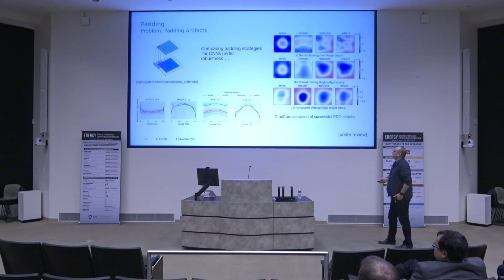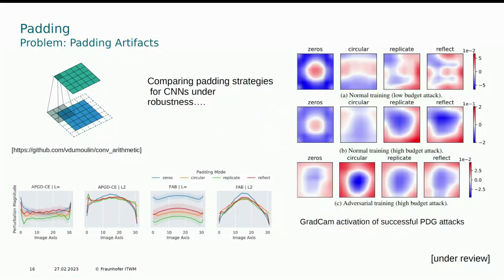Okay, another one real quick. When you do convolutions, you also need padding. And the question is, should I use zero padding? Should I use cyclic padding? And so on. Here we also did a study, and the results are that any kind of padding is quite bad, but zero padding is still the best. So everybody's doing it right, probably unintentionally, but still there are some heavy artifacts in there.